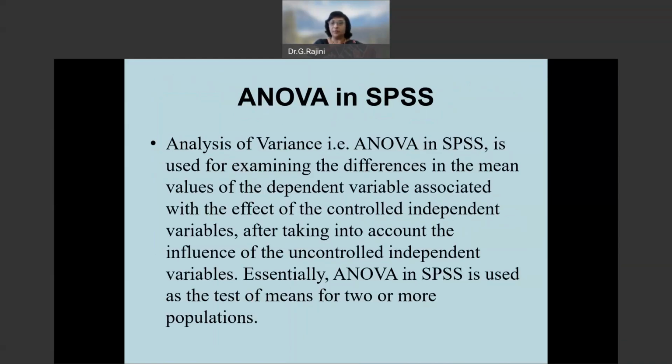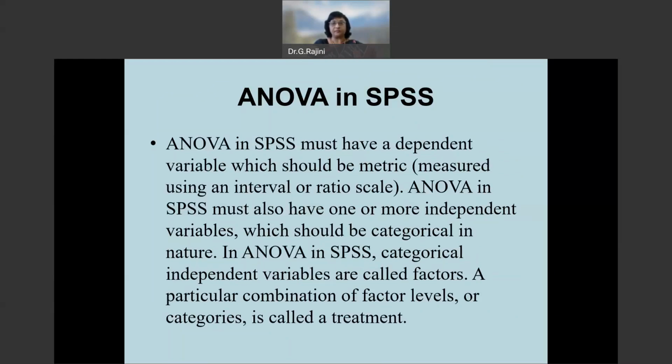So next comes a very important and powerful tool called ANOVA. ANOVA is nothing but analysis of variance. We are examining if there is a significant difference in the mean values of the dependent variable, controlled with the effect of the independent variable. So we have only one dependent and one independent. After taking into account the influence of the uncontrolled independent variable, essentially, ANOVA in SPSS is used as a test of means for two or more populations.